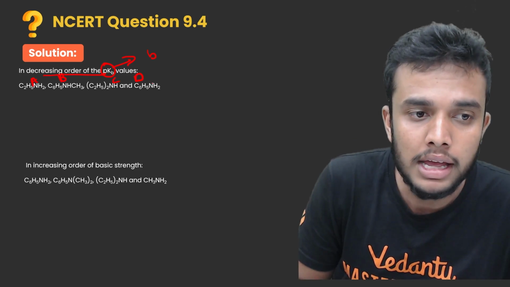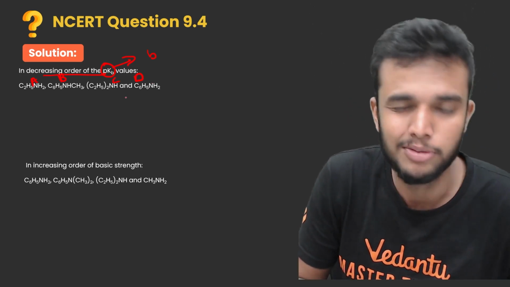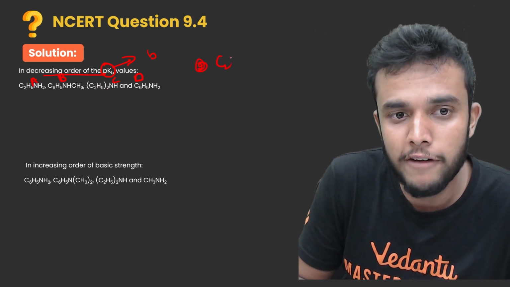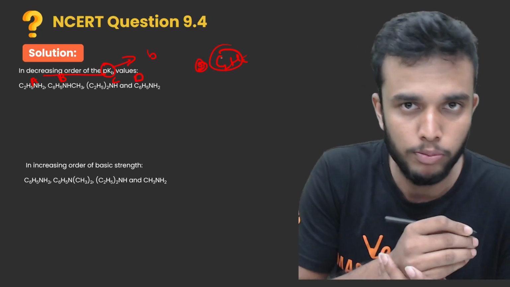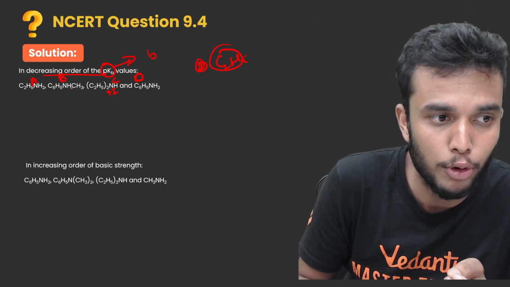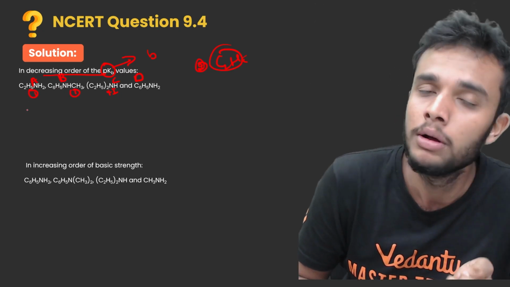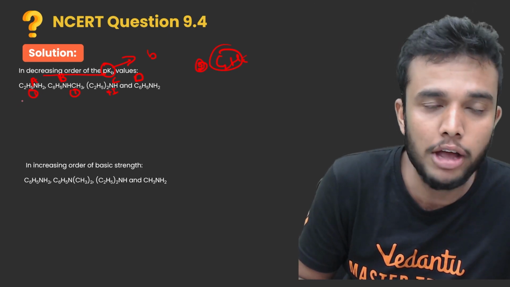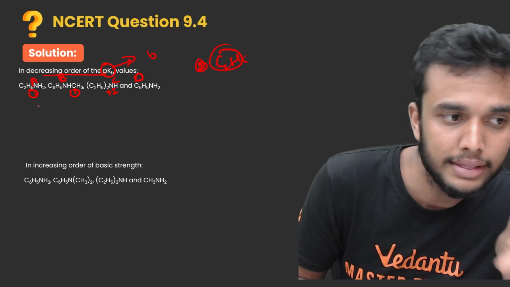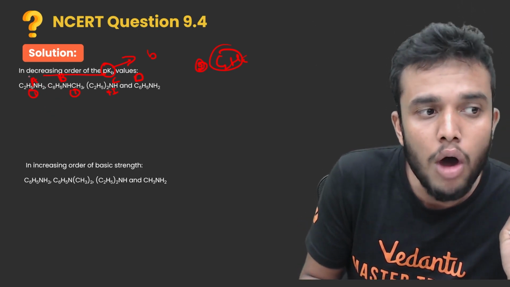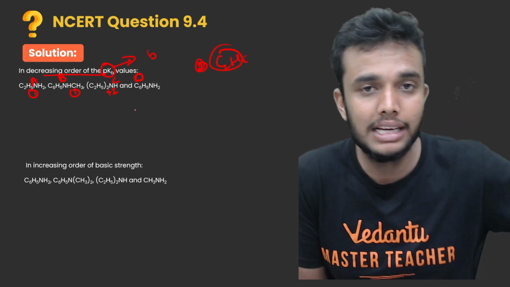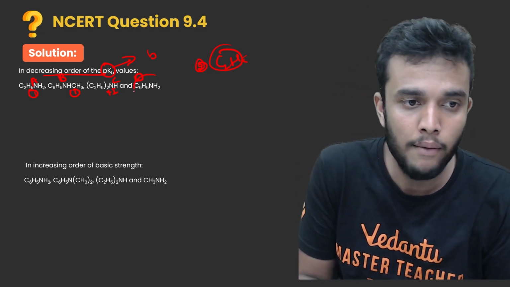In compound D, it's aniline. We already know aniline is less basic. Next, move on to this compound: two C2H5 groups are there, and both are electron donating groups. That's why the plus I effect is more here compared to these two compounds, where there is only one ethyl group. Compared to this, it gives a less positive I effect. That's why we need to arrange in decreasing order of pKb value, so this one has the highest pKb value.